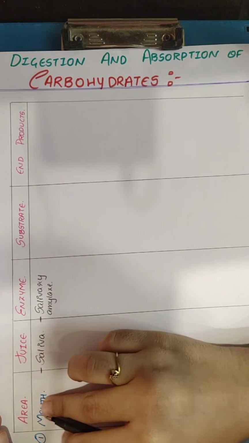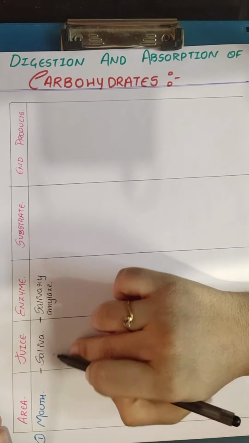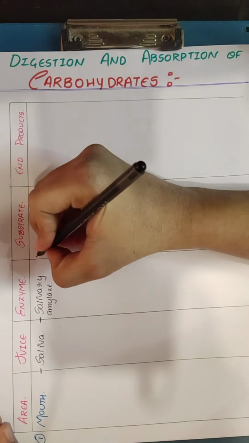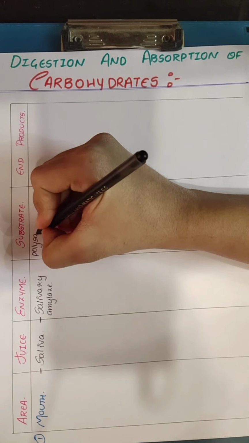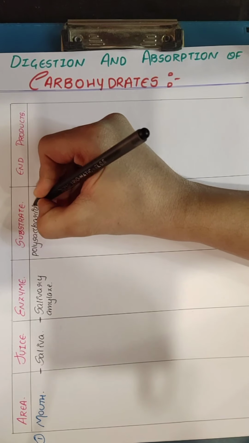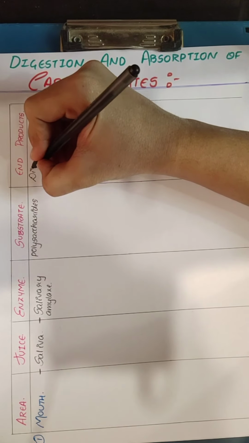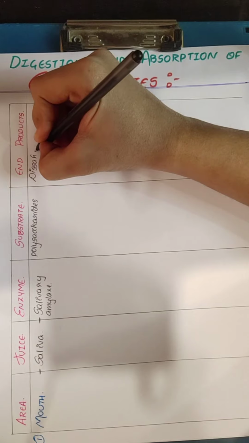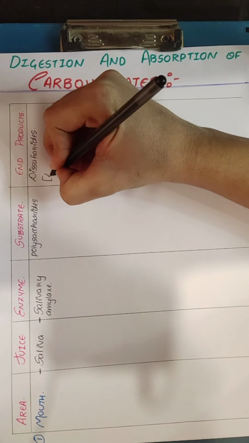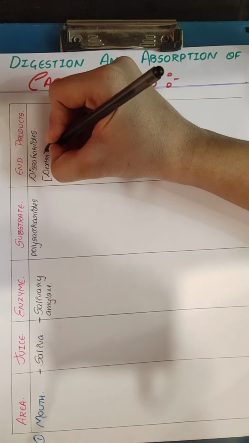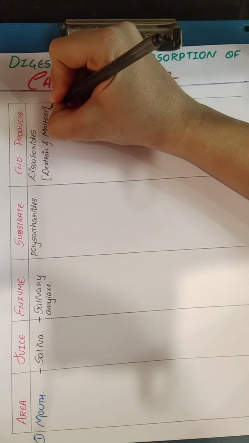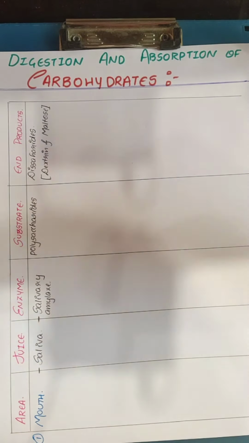So in the mouth, there is saliva. There is salivary enzyme which mainly converts the polysaccharides into disaccharides. That mainly constitutes the dextrin and maltose. Okay, so we are done with the mouth.